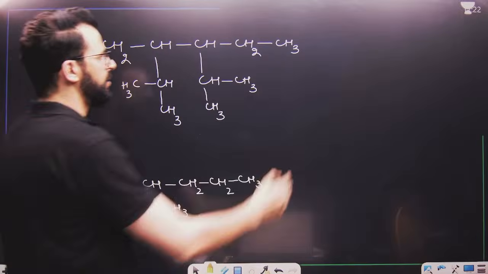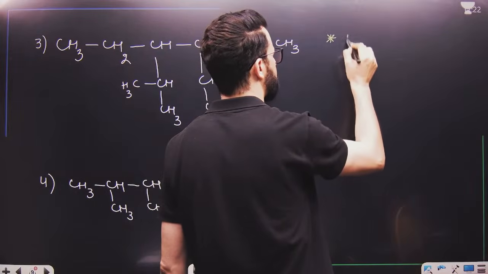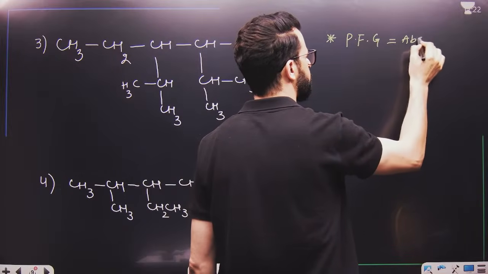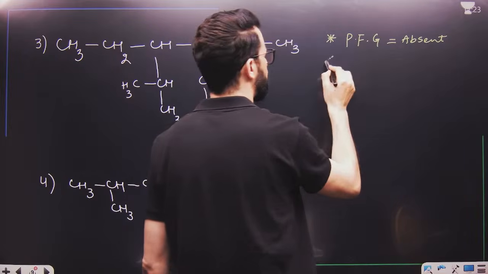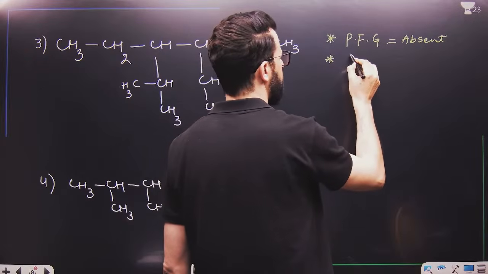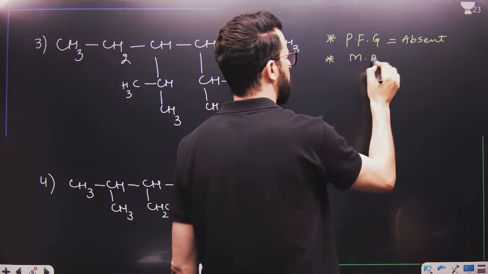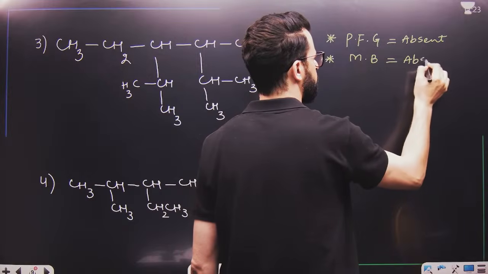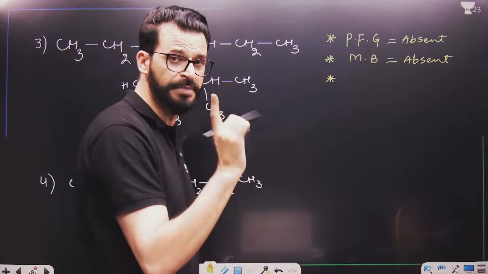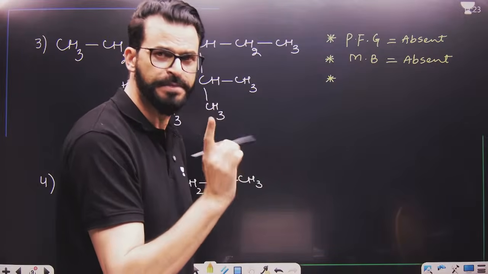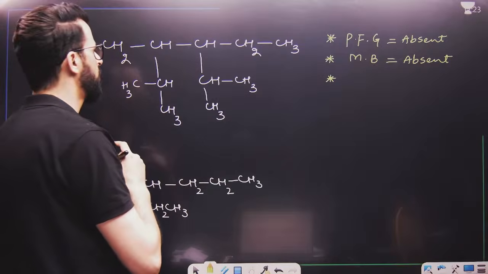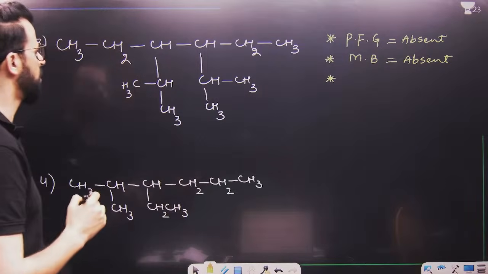Can I say principal functional group is absent? Second, what we have to check? Second is, sir, multiple bonds. Multiple bond is also absent. After that, what we have to check? Don't number the chain. Don't name the compound. Just try to identify what we call the parent chain, main chain.